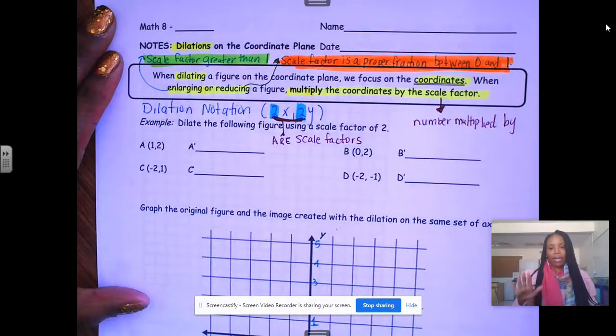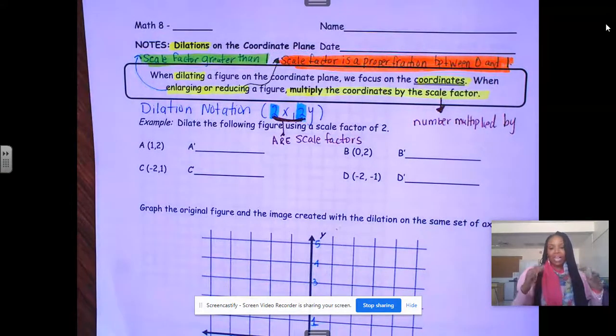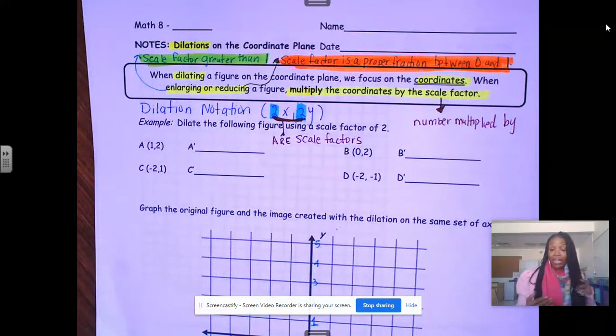Hey James, so today the transformation that we're working on is dilations. Dilations is when a figure either gets smaller or larger depending on a scale factor. The only operation that you use when dilating is multiply. So you're just going to take the coordinates and multiply by a scale factor.